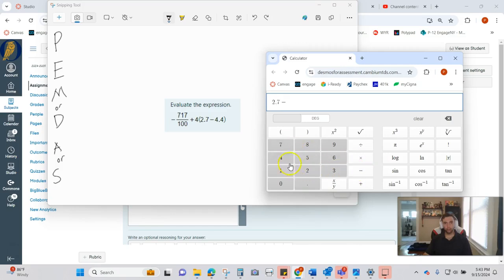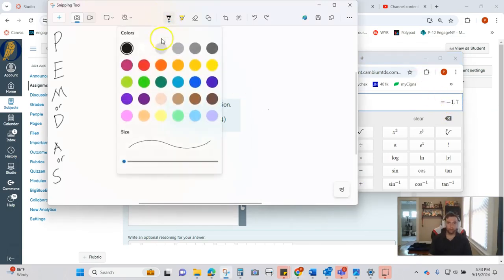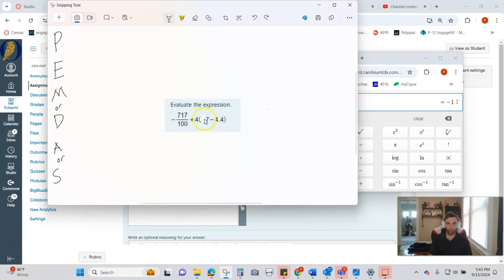2.7 minus 4.4 is negative 1.7. So let's smudge out this, keeping the parentheses though, and write negative 1.7. When we have a number right next to a number inside parentheses, that means multiply. So this means multiply.